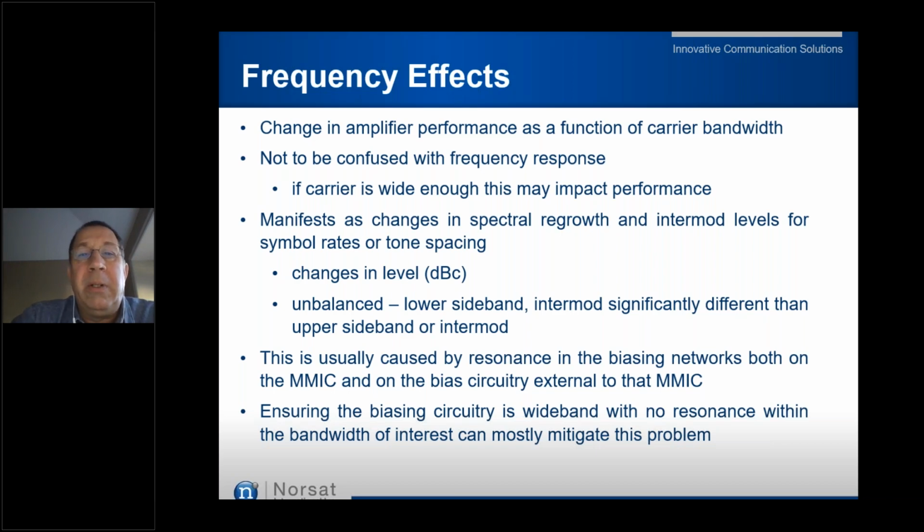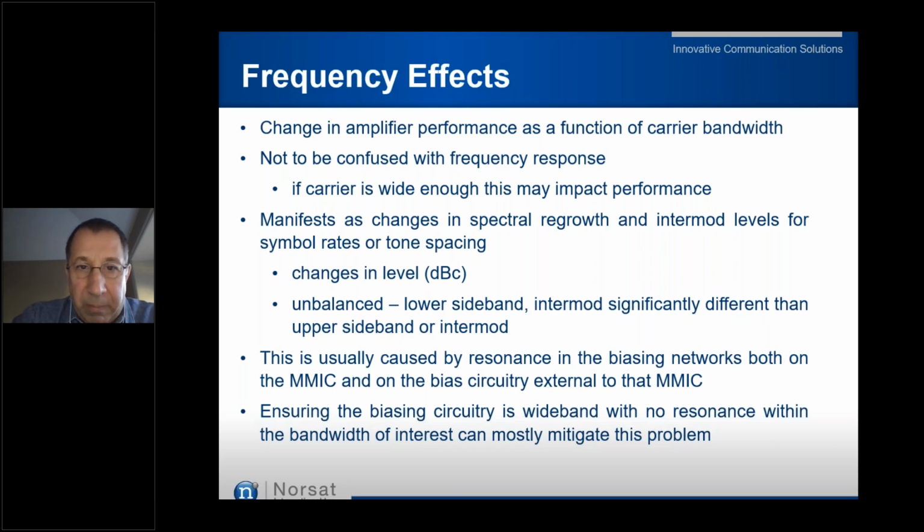However, if you've got very wide carriers, or it's a multi-carrier system, then you may have some impact from the typical frequency response. What we see with this memory effect is that as the effective carrier bandwidth changes, the spectral regrowth and the two-tone intermod, or IMD3, will change. They change with the symbol rate for spectral regrowth, or the tone spacing for two-tone intermod.